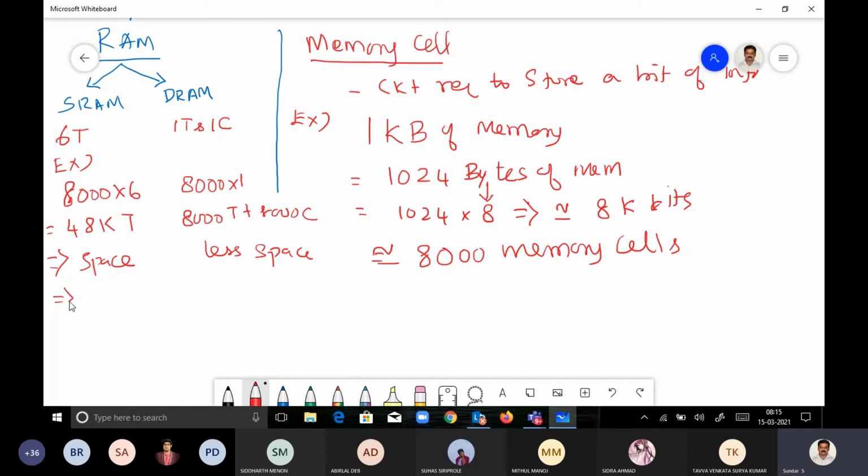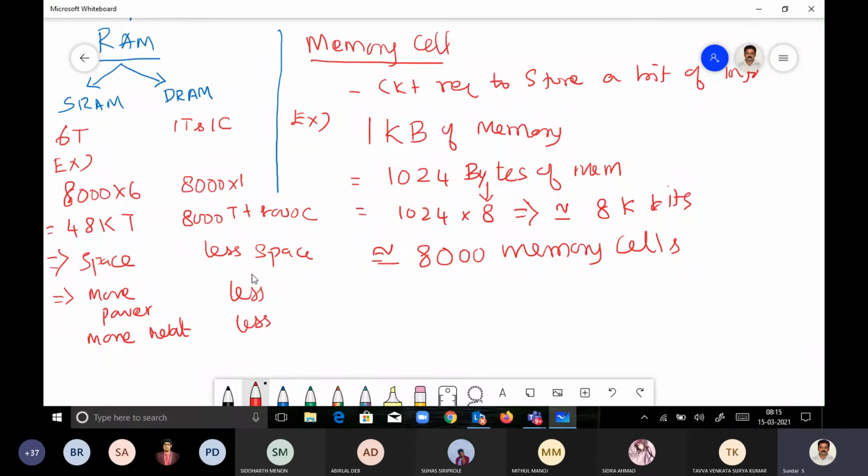Third, there are 48,000 transistors, so it will consume more power, more heat. It develops more heat, like that. So here it consumes less power, it emits less heat. Okay, less heat. Right. So with these, what we can say, this looks better, dynamic RAM compared to static RAM on these notations. Like it will occupy less space, it consumes less power, and it develops less heat.